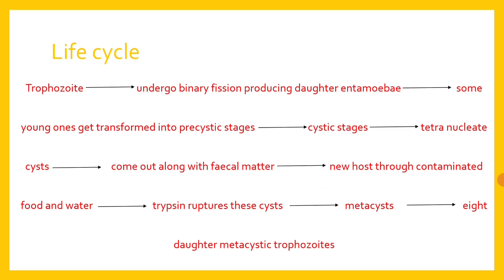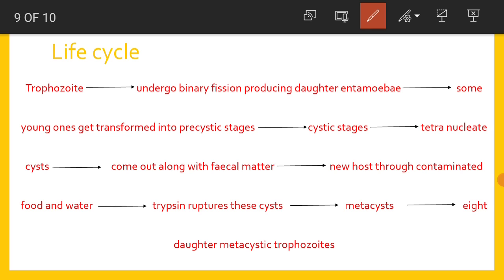After that, metacystic forms are released. The four nuclei in the cystic stage are released in the form of metacystic forms. These four nuclei undergo one division each, forming 8 nuclei. Around these 8 nuclei, some protoplasm accumulates and they get separated, forming daughter Entamoeba. Like that, infection continues, and these daughter Entamoeba get converted again into trophozoites, and the rest of the life cycle repeats. That's all. Let me show you in the schematic diagram.